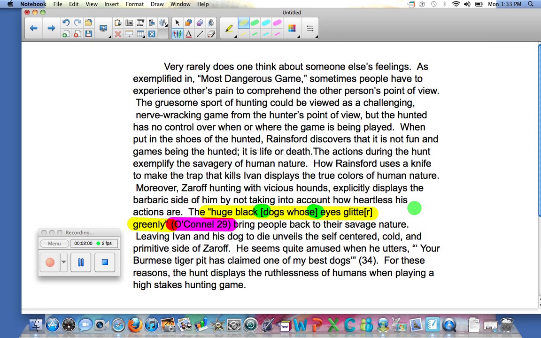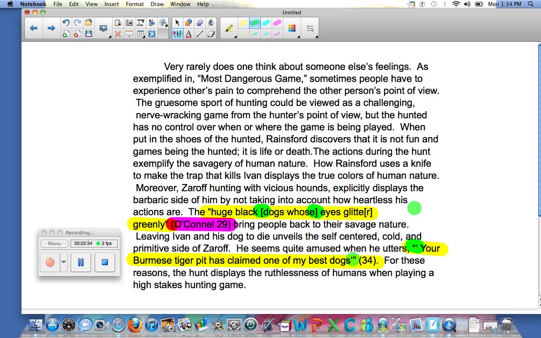There's one more quote I'd like to point out in this student sample. Here it says, he seems quite amused when he utters, your Burmese tiger pit has claimed one of my best dogs. If you look closely at this passage, you may notice that it is slightly different from the first quote that I showed you. That is, that instead of using your typical quotation mark that we're all used to, here the writer has used, in fact, 3 quotation marks. We refer to these as double quotes. You'll notice your regular quotes here and then a single quotation mark. And we notice that here again.